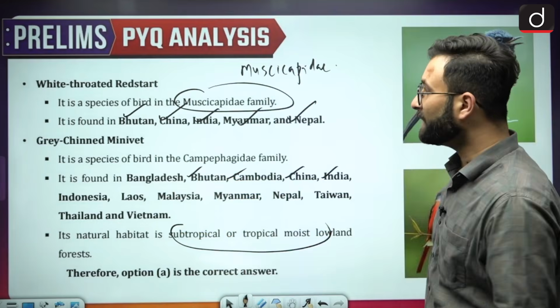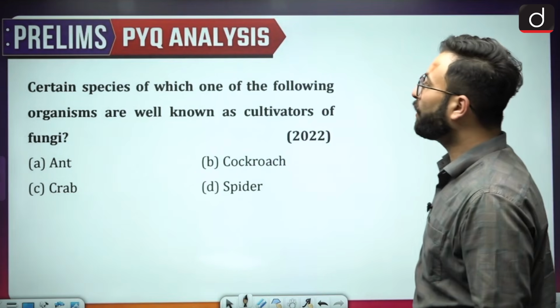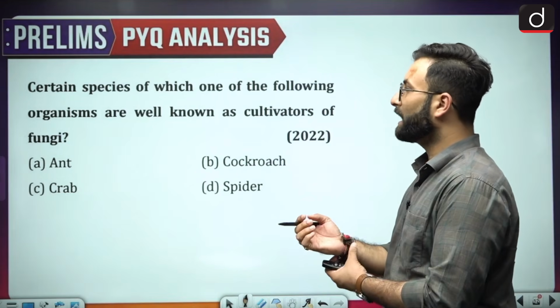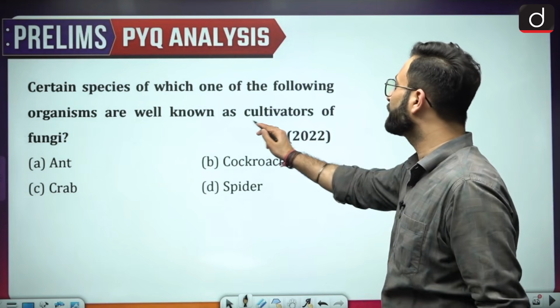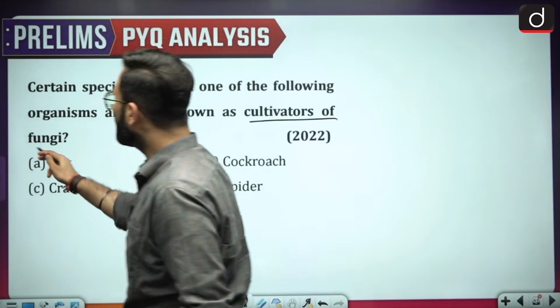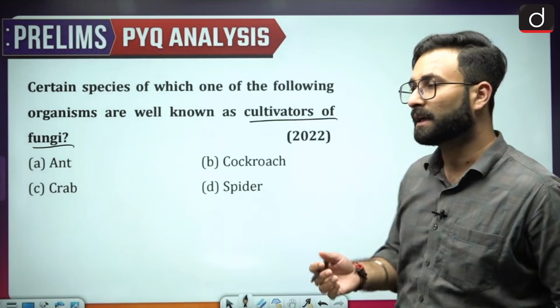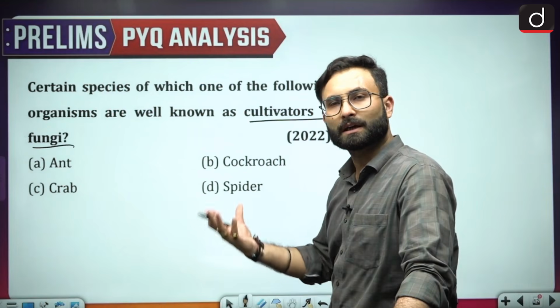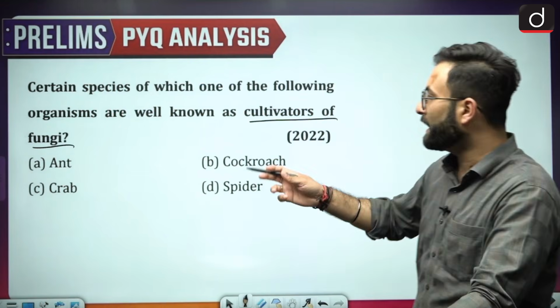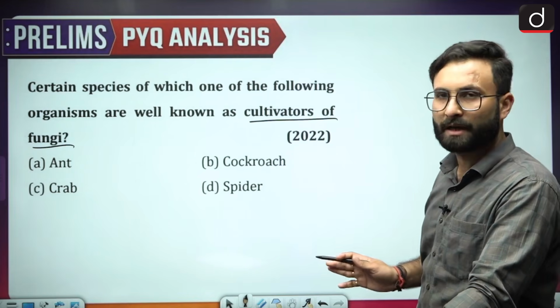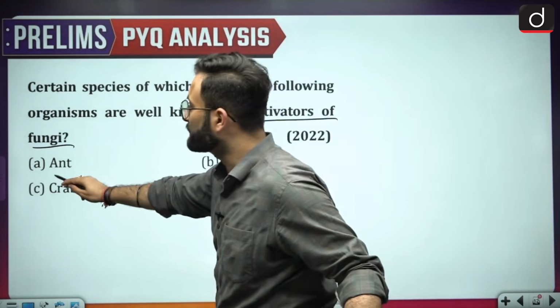Okay, moving further, certain species of which one of the following organisms are well known as the cultivators of fungi? Now they are talking about a particular species over here. They are associated with the cultivation of fungi. Okay, so that is ant, cockroaches, crab, or spider. So here option A is the right answer, that is ant.